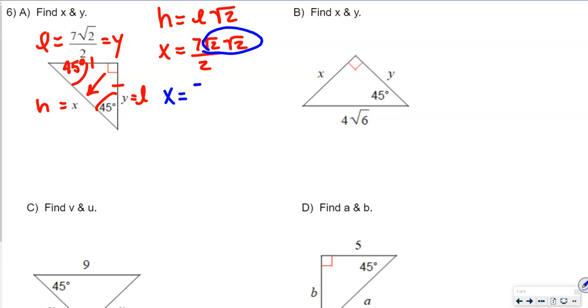So x is equal to 7 times 2 over 2. What happens to those 2's? You're right, they cancel each other out, so x is equal to 7. And we already said y was up there equal, okay?